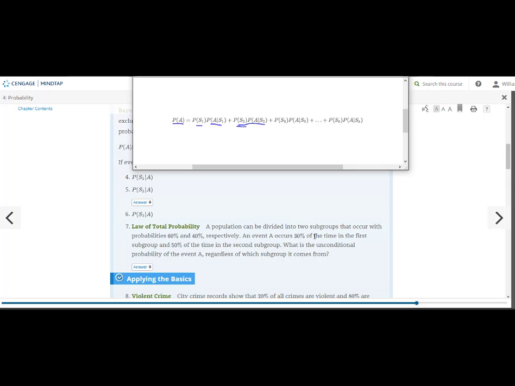So that means given the first subgroup, given S1, the probability of A, so that we're told is 30%, and the other one, I guess, here is going to be 50%. So we have all these pieces, so we can figure out that. So I'll let you work that out.